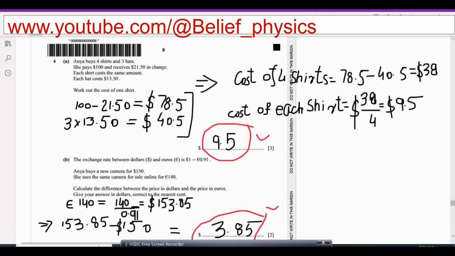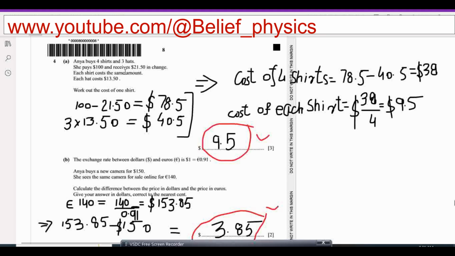That's it. Question: Anaya buys 4 shirts and 3 hats. She pays $100 and receives $21.50 in change. So the total payment will be equal to 100 minus 21.50. So the total payment made by Anaya, 100 minus 21.50, comes out to be $78.5.